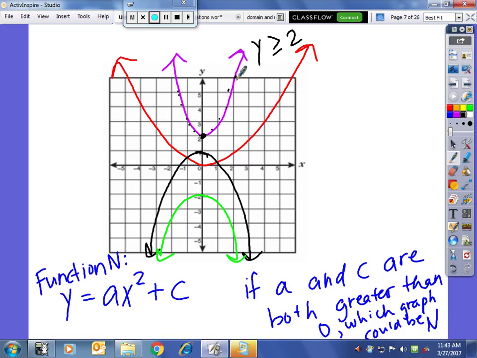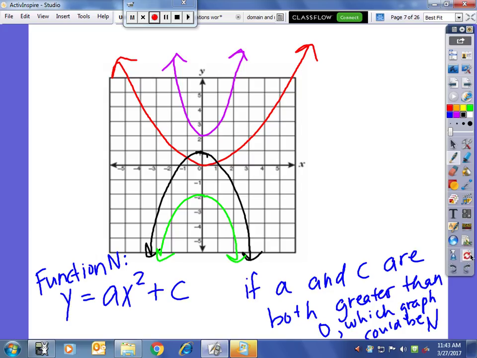Domain is always all real numbers. Look at the red one. What's the range of the red one? Y is greater than or equal to 0. 0 is the lowest y value. All the other ones are somewhere above it on that red one.